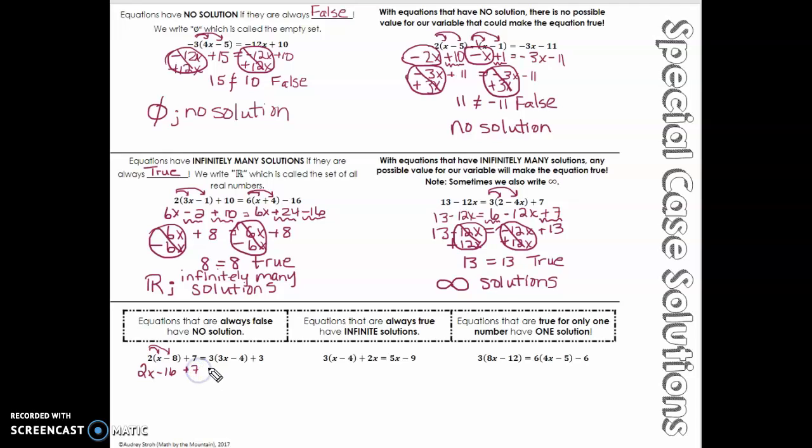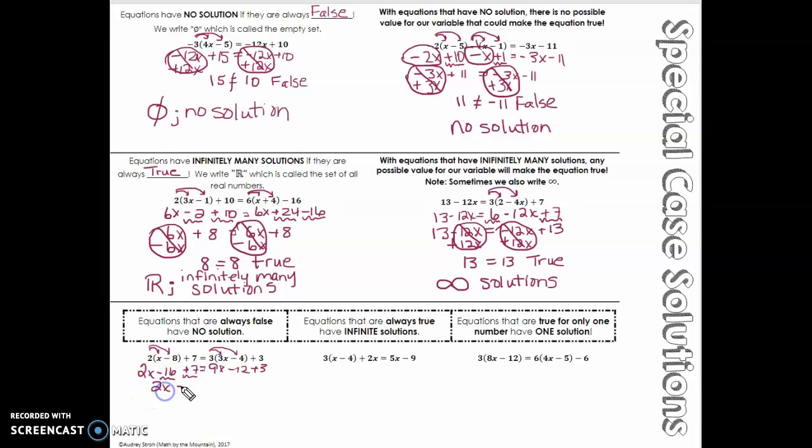plus 7 equals, and then I take a look at my parentheses on the right side. Cannot simplify inside, but there's a 3 on the outside that I need to distribute by using multiplication. That gives me 9x minus 12 plus 3. Now that I've distributed, I need to combine like terms. When I look on my left, I have 2x, negative 16, and 7. I need to combine the negative 16 and the 7.